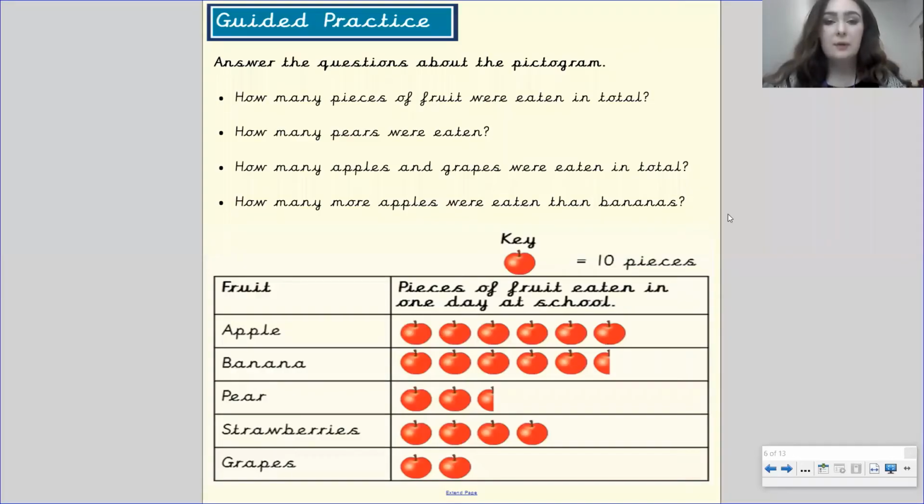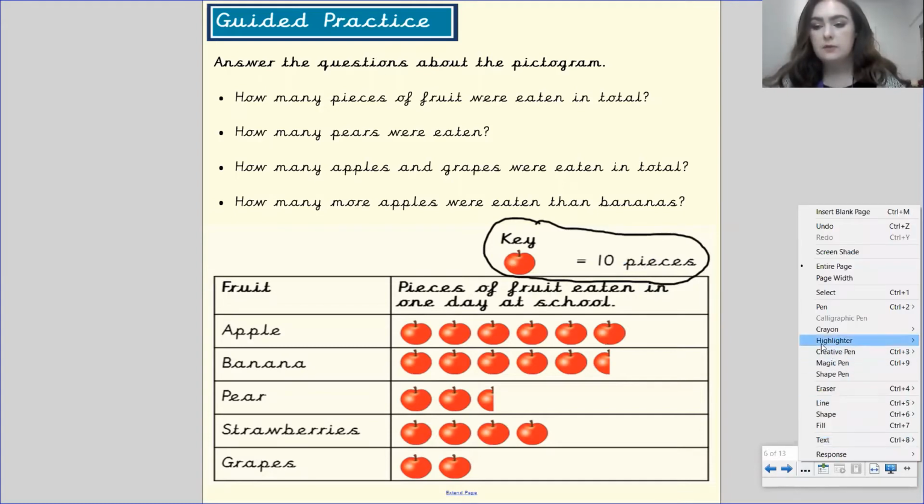Okay, so let's have a go at answering these questions about the pictogram. Now, the first thing we need to do with this pictogram is have a look at the key, because that holds really important information for us here. We know that whenever we see an apple, it represents 10. Okay, let's answer the first question.